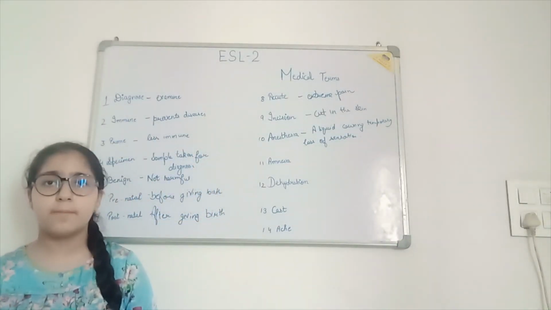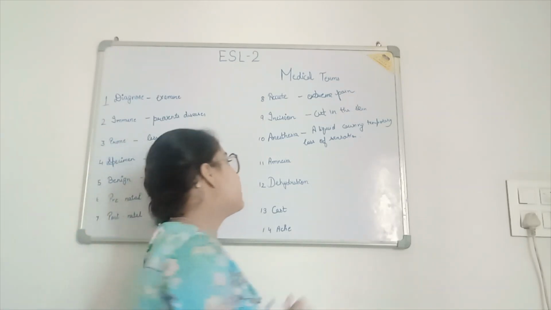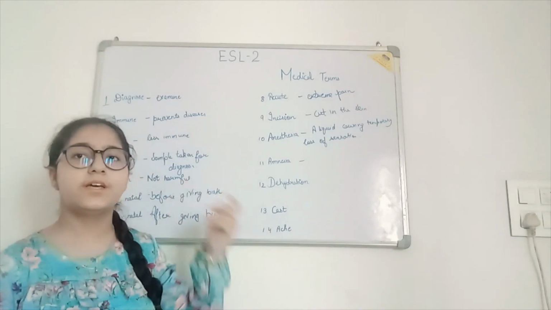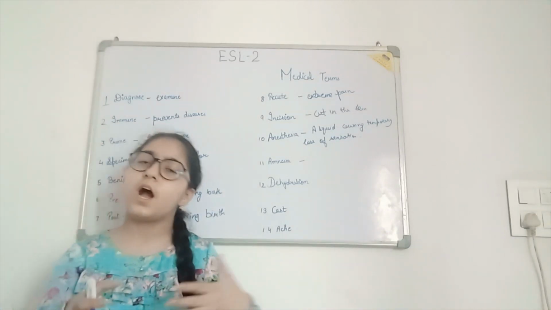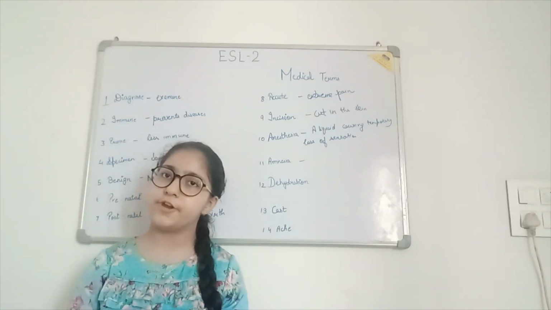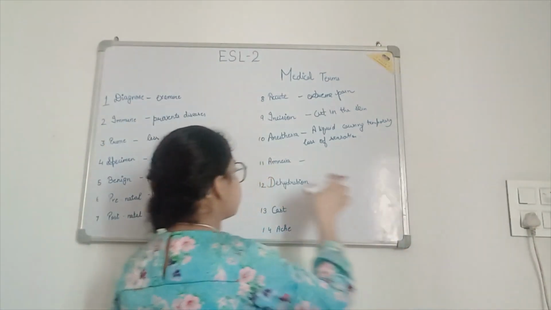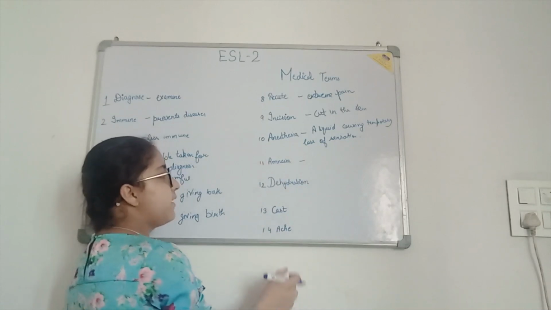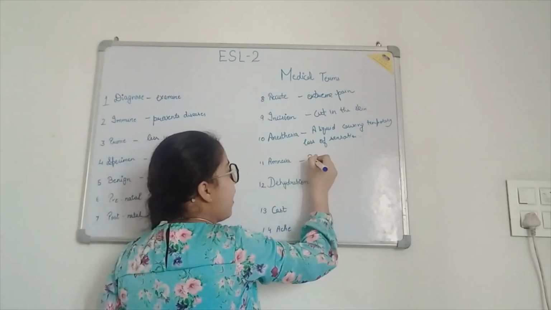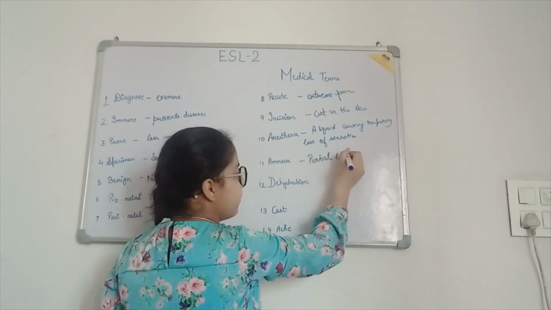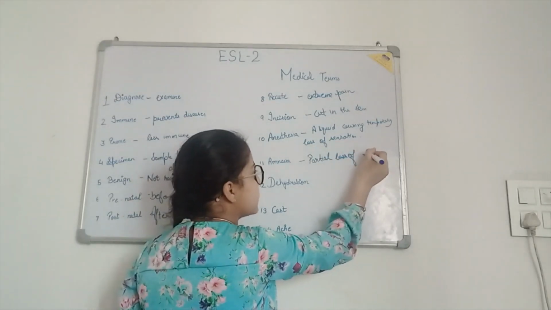Then we are going to look at number eleven, which is amnesia. Amnesia is someone having partial loss of memory. When a person has forgotten half of his memory, lost half of his memory, that disease is known as amnesia. So partial loss of memory is amnesia.